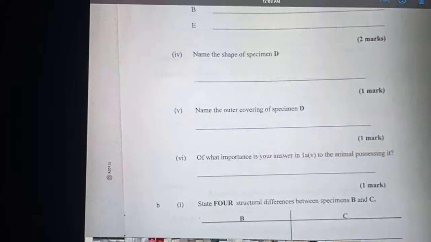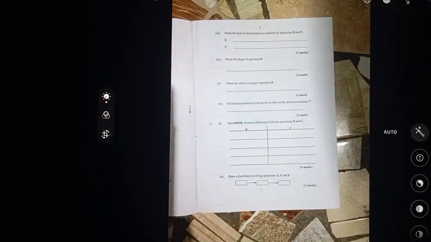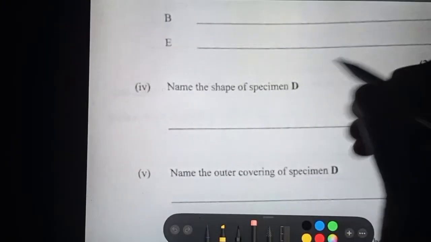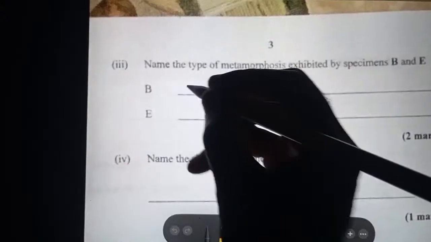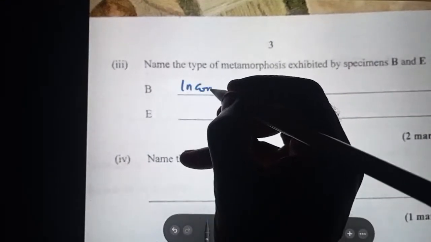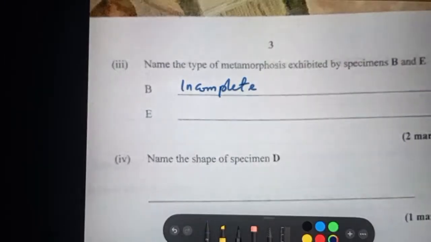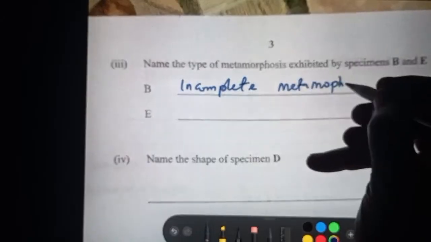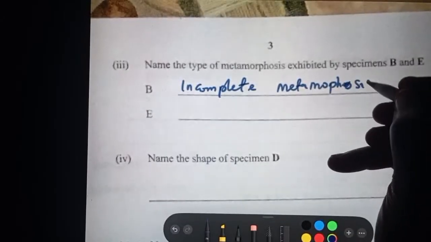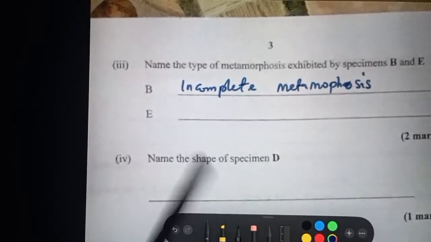Remember that complete and incomplete metamorphosis is characterized, when we say complete, it moves from egg to larva, larva to what? Adult, sorry, egg to larva, larva to pupa, pupa to adult. That shows complete. So let's assume specimen B here is spider. Spider, for instance, here you write incomplete. Spider undergoes incomplete metamorphosis. Spell correctly. It undergoes incomplete metamorphosis.